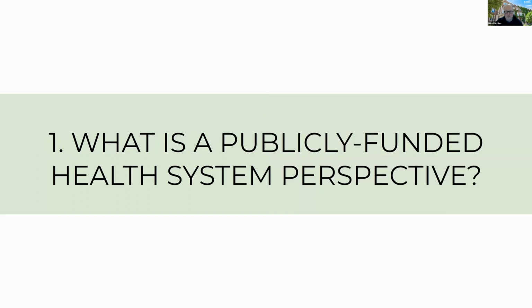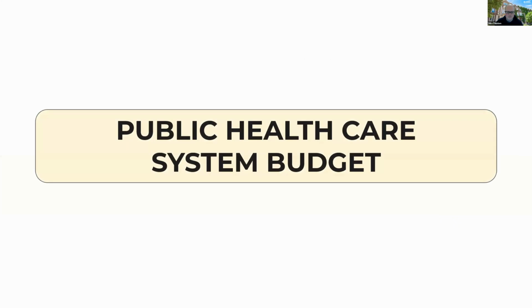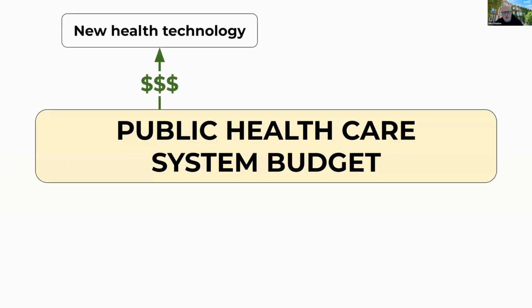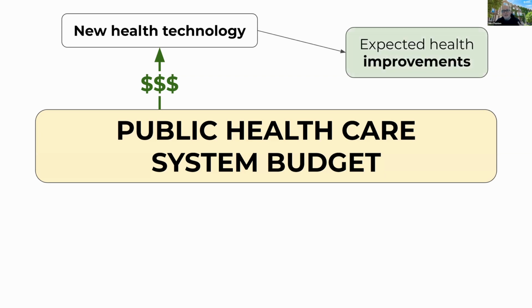So first of all, what is a publicly funded health system perspective? I'd like you to imagine that we have a public healthcare system that has a budget, so a provincial health system here in Canada. And imagine that there is a new health technology that has come to market and it has a positive incremental cost, which means that it costs more than the current care that patients who would benefit from that technology currently receive. So if we were to reimburse this new health technology, there's a positive incremental cost. Dollars have to flow from the budget to pay for this new health technology. But the reason we're interested in this new health technology is it also has a positive incremental benefit. There are expected health improvements for patients who receive this new technology.